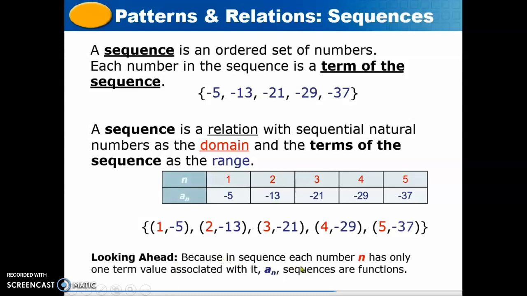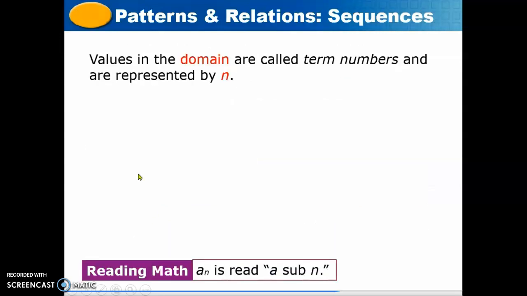Now, some of you already know about functions. You know that really well. This says because a sequence has exactly 1 output for each input, it's a function. Okay? So yes, these are functions. It's just that the domain is not all real numbers. The domain is natural numbers. And that's what we brought up here.